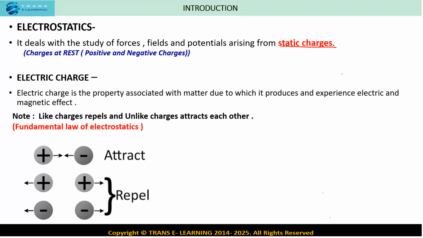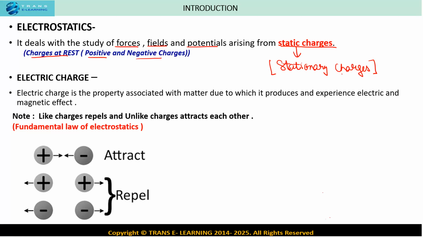What is meant by electrostatics? Electrostatics is the study of forces, fields, and potentials arising from static charges. Static charges means the charges which are stationary. That means stationary charges are known as static charges, that means charges at rest. This can be positive or negative charges.